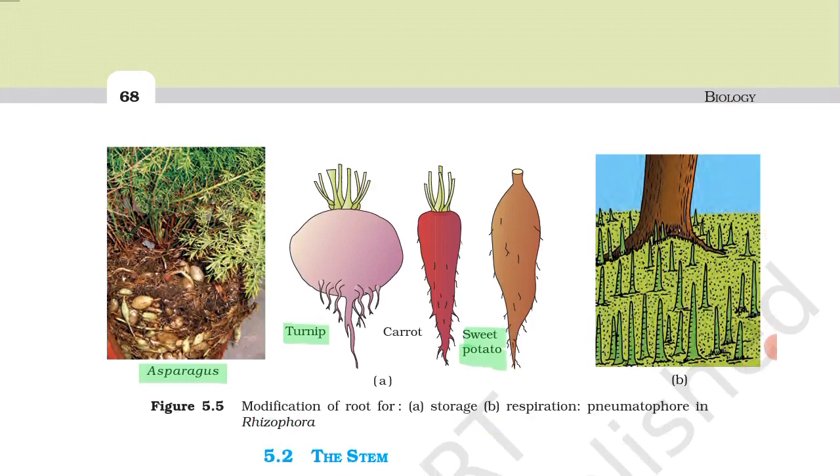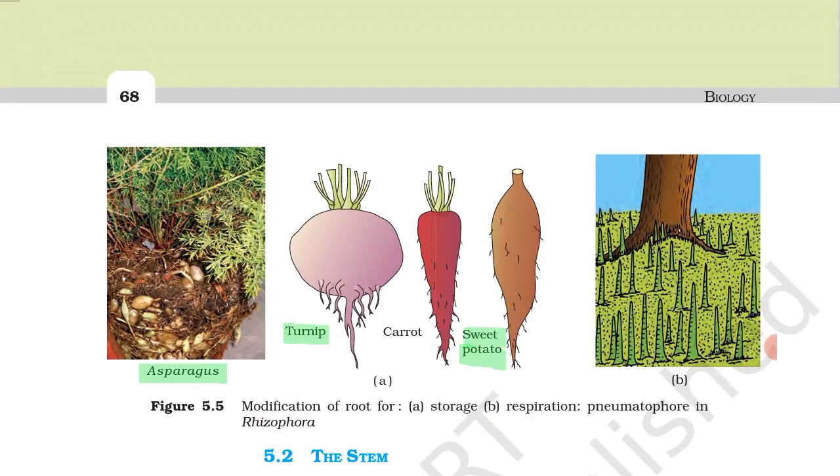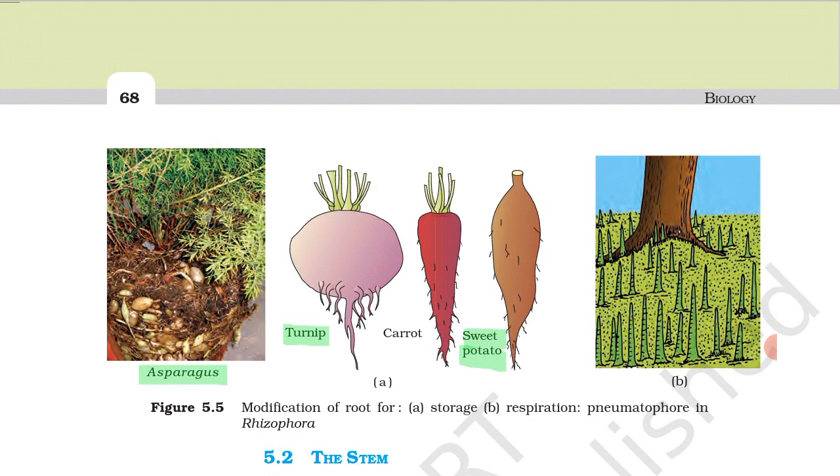See figure 5.5. Modification of root for storage. Examples are given for storage. A is turnip. B, for respiration, is the nematophore in rhizophora. So see, A for storage, that is turnip, carrot and sweet potato, these are for storage purpose.